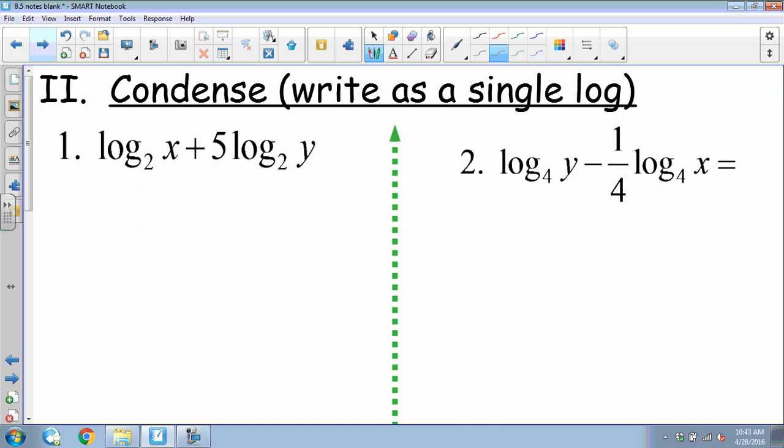This is the most important skill in this section is condensing, because this is what you're going to have to do to solve equations. Condensing the logs and changing it to exponential form are what you have to be able to do to solve the equations.